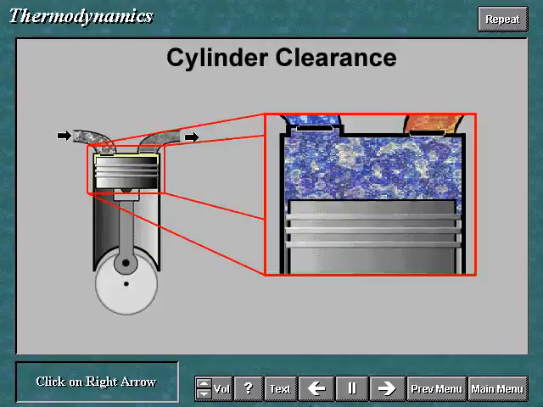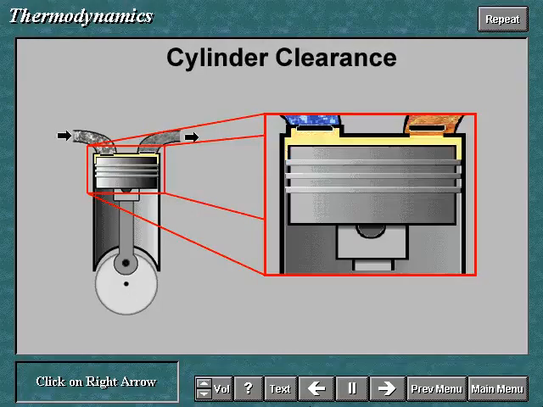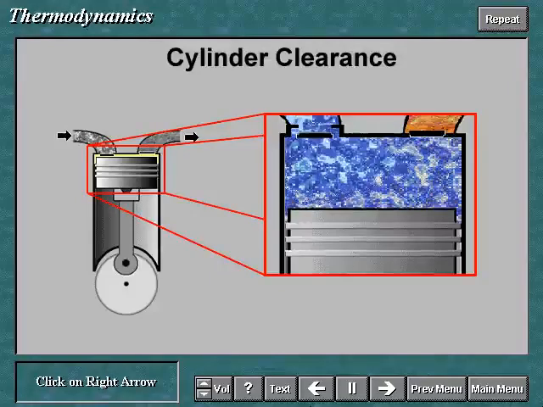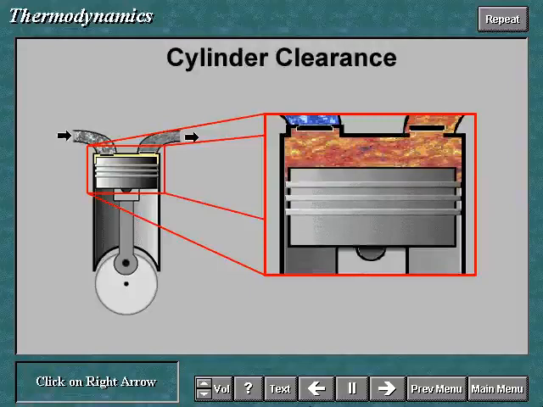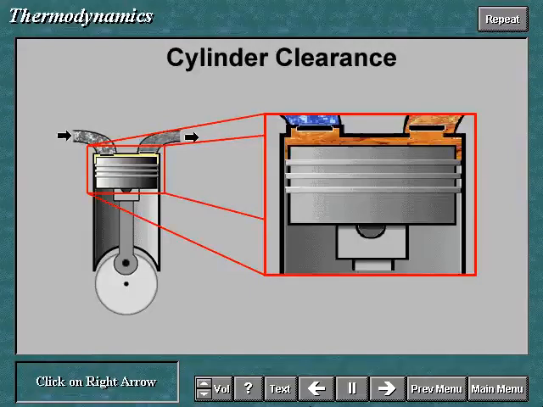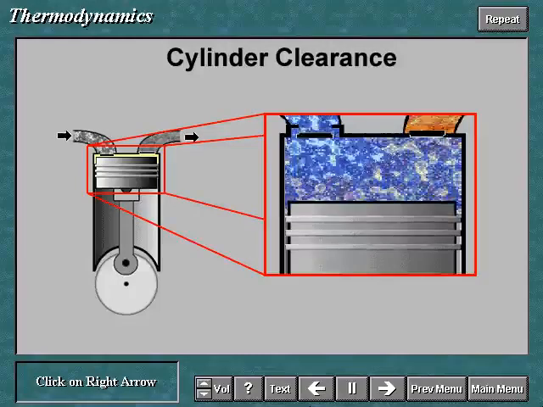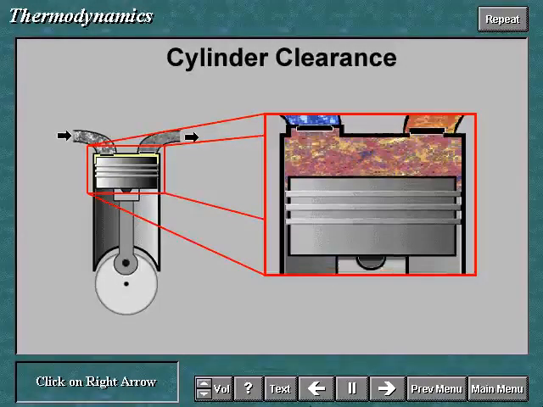Due to cylinder clearance, a certain amount of gas remains trapped within the cylinder at the end of the compression stroke. This gas is under discharge pressure and temperature. The subsequent suction phase can only begin when this remaining gas has re-expanded to pressure P sub A. The suction valve will not open until this pressure is reached. This causes a reduction in inlet volume.